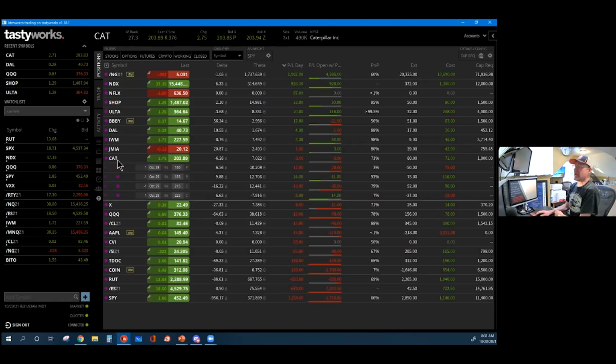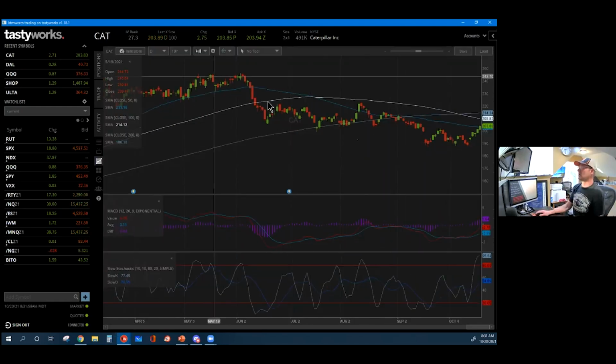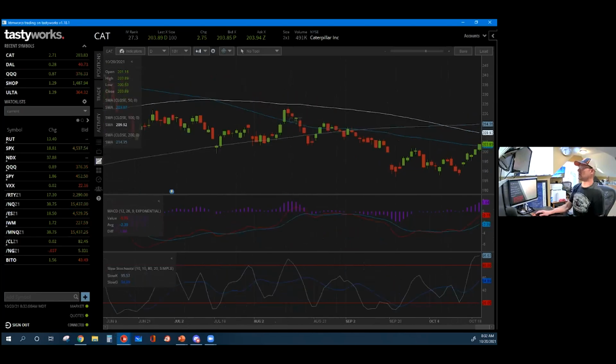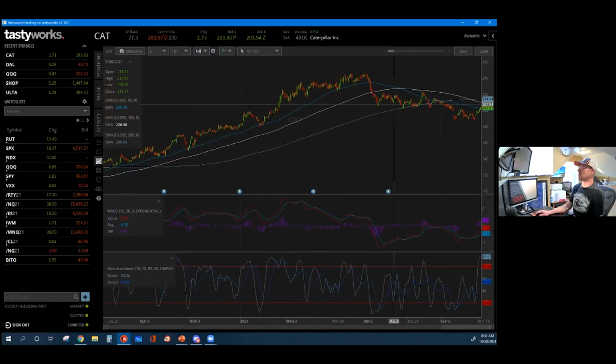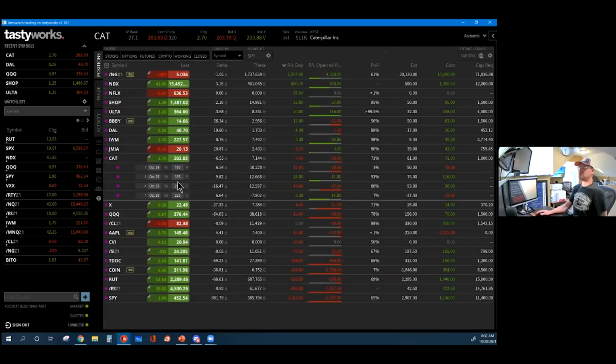CAT, we've got a full iron condor going on CAT. It's got a good looking chart. If we go out a little ways here, it's got a pretty good support level down here and a pretty good resistance level up here. We're coming into contact with the 50, the 100 and the 200 day moving averages. Those are all converging there. It looked like a pretty darn good setup for CAT.